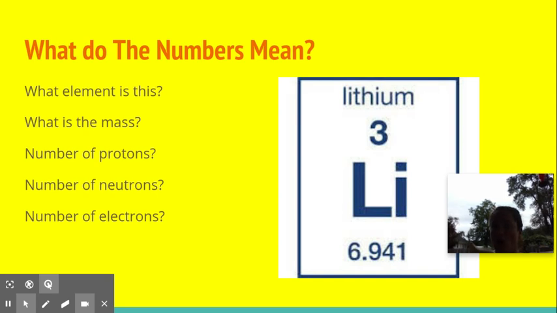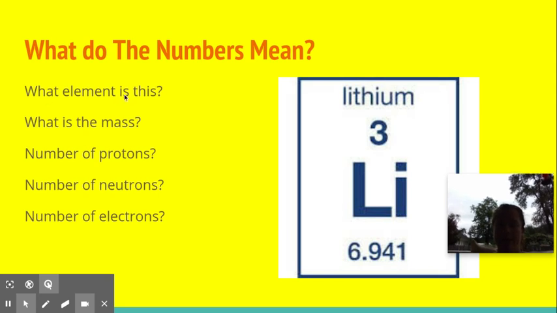So protons are always 100% the same. Neutrons and electrons aren't necessarily the same. But for 8th grade, remember, if I ask you how many electrons there are, it's the same as the number of protons. So now let's go through these questions and see if you got them right.